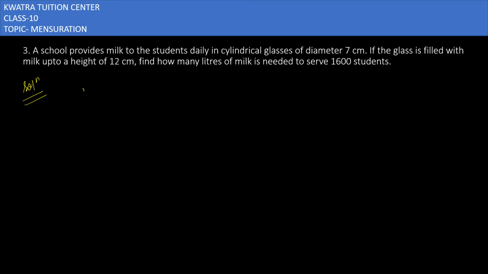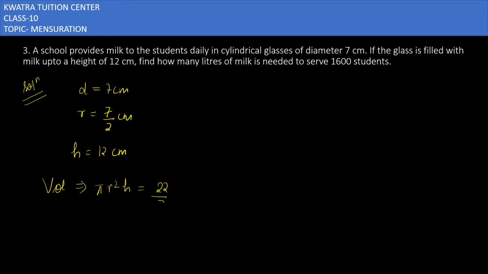So you have the diameter given here, it is 7 cm. The radius will be 7/2 cm. And then height is there, which is 12 cm. And then you have to find how many liters of milk is needed to serve 1600 students. So the diameter and height are given, so we have to first find the volume of one glass. So it will use pi r square h.